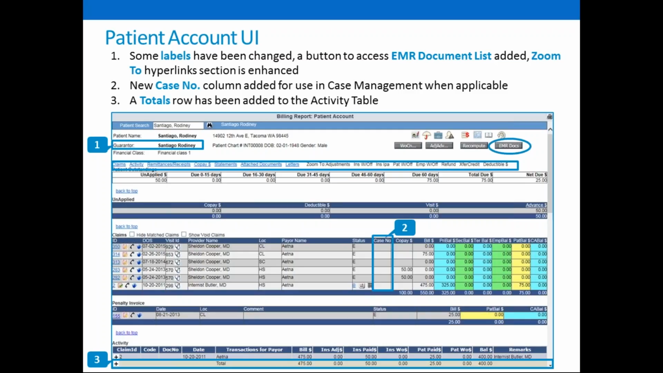Also down in your claim ledger, notice the number 2, we've added case number. So those of you who do case management, the case number will now be visible for you without having to go under patient register to figure that out. And then to your activity table, we have inserted a totals row.